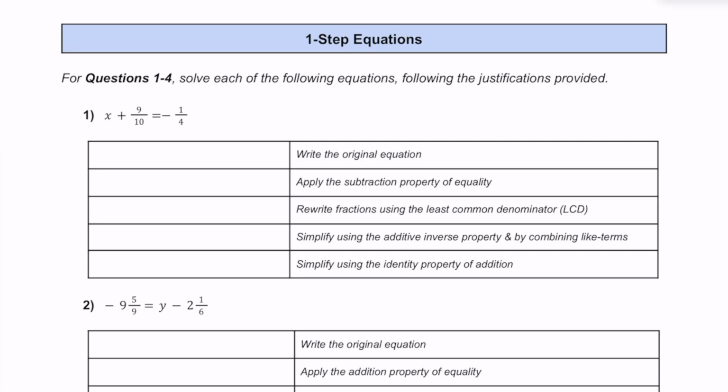Let's go ahead and practice working with one-step equations together. So in this first set of problems, 1 through 4, let's see if we can solve these equations, but we're going to use these justifications provided. For the first one, number 1, it looks like we're just going to copy down the equation.